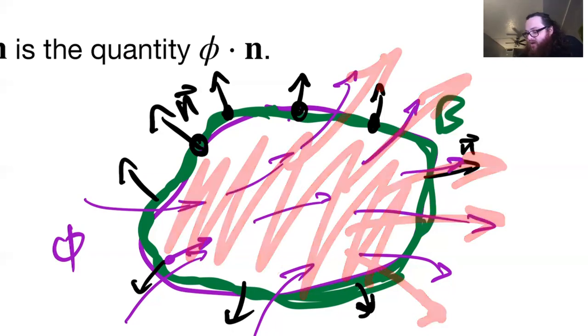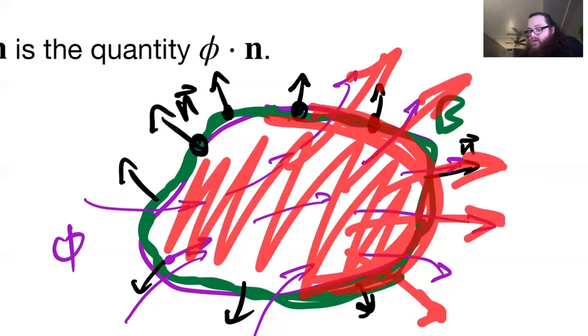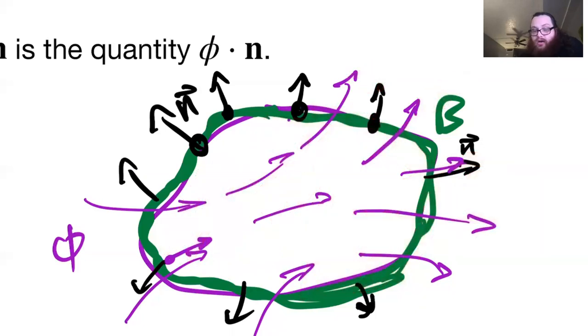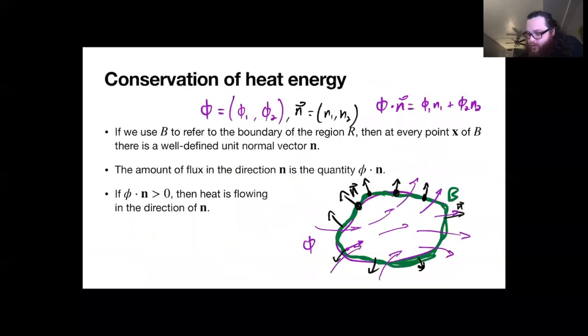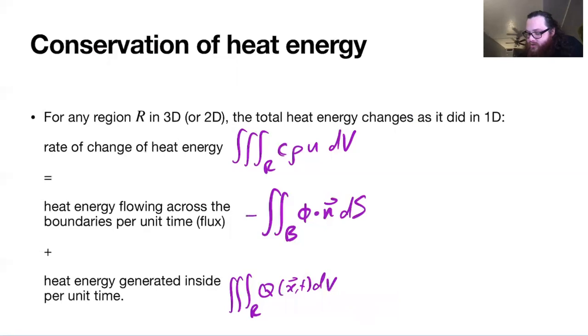Or in other words, energy in here is leaving across this boundary. The dot products along here were all positive. So once we add up the contribution of the dot products over here, we should subtract them from the total energy. So writing that out, over here we should have a minus integral over the boundary of the region of phi dotted with n.